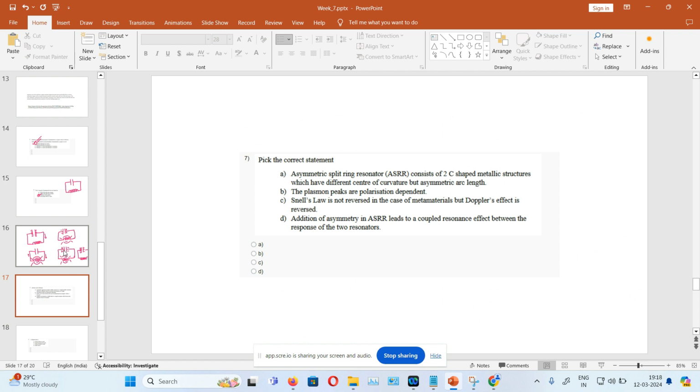Pick the correct statement. Okay. There are four statements given. We have to see the statements and pick the proper statement out of the four. Please read that.